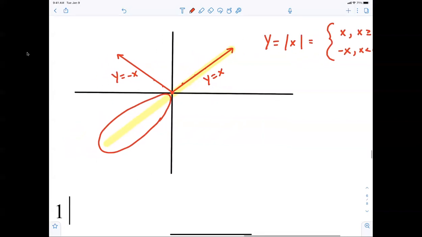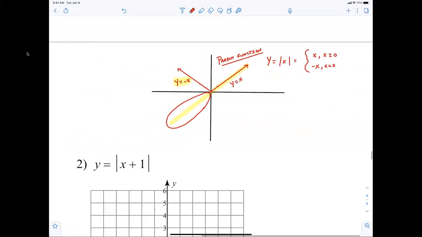So this again is critical. That's just the graph of y equals negative x, and the right side is y equals x. This right here, guys, is called the parent function. We say the parent function is just the most basic form.